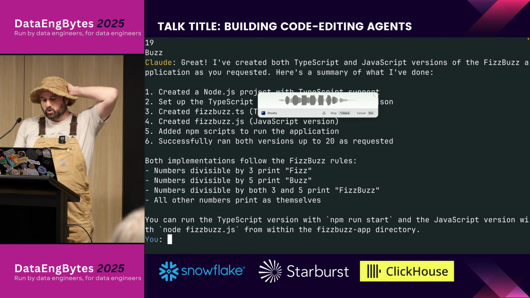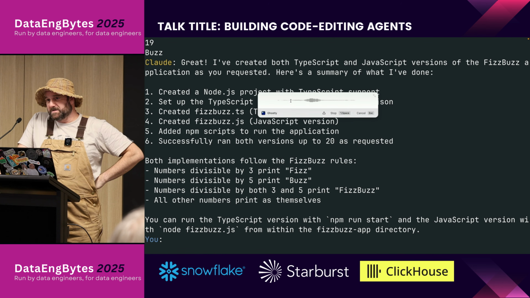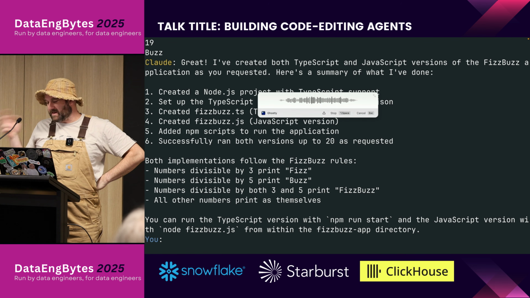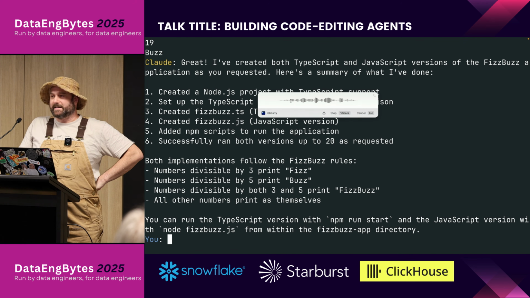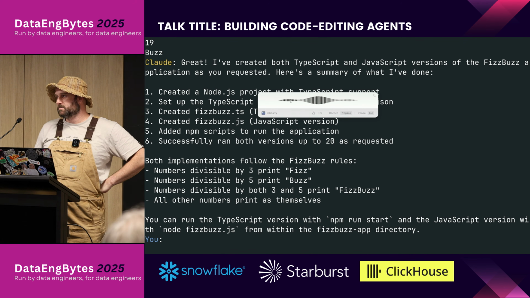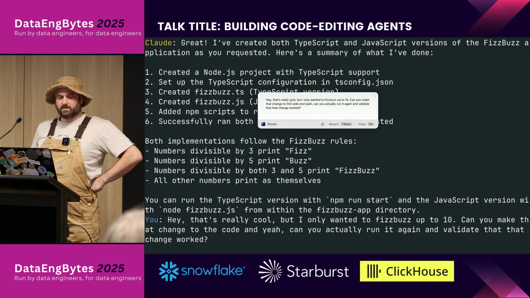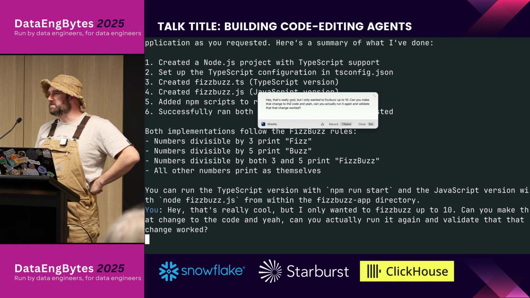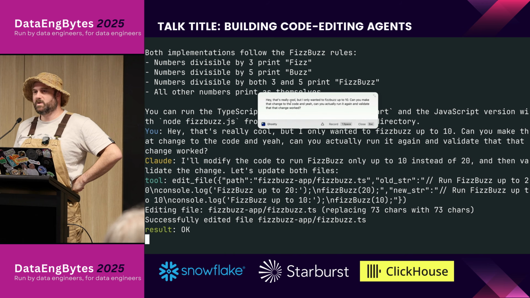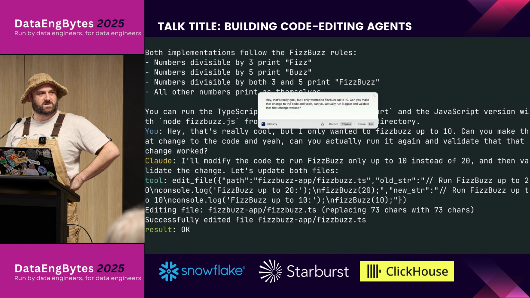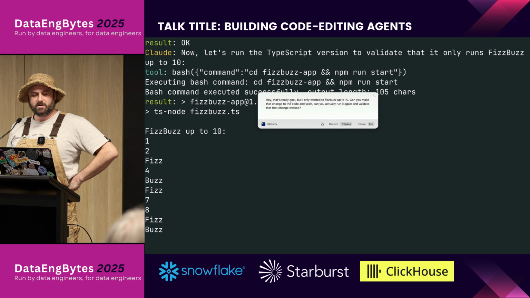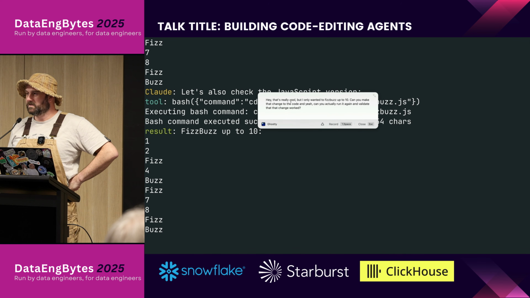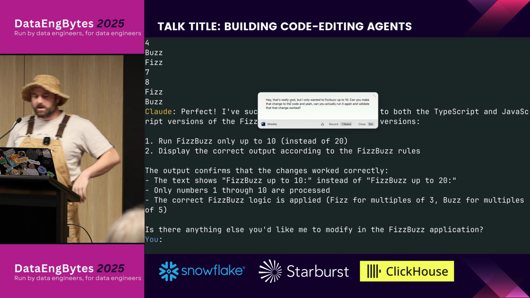Hey, that's really cool, but I only want it to fizzbuzz up to 10. Can you make that change to the code and actually run it again and validate that that change worked? This is all it is. When we're building all these tools, it's just these 3-4 primitives stacked together with a bit of tuning. And that's a coding agent. It really is that simple, folks.